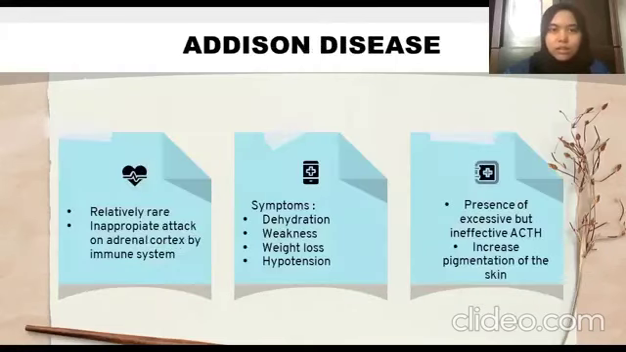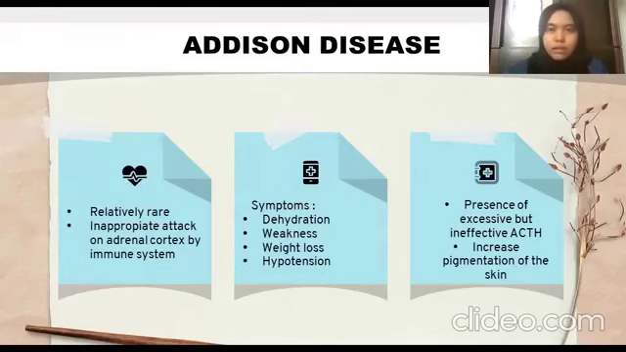Addison disease is actually relatively rare, and it is caused by the inappropriate attack on the adrenal cortex by the immune system itself. Because of the insufficient hormones in the body, symptoms such as dehydration, weakness, weight loss, and hypotension can happen to people that have Addison disease.